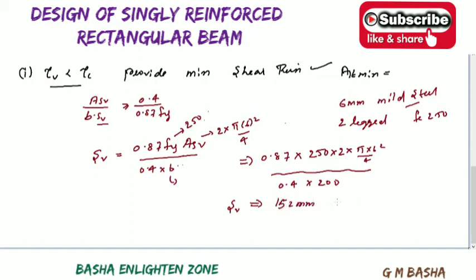Maybe with some approximate calculation somebody will get 150 or 155, no problem. Whatever value you get, please keep that value only. And after obtaining this, there will be two more conditions for this.